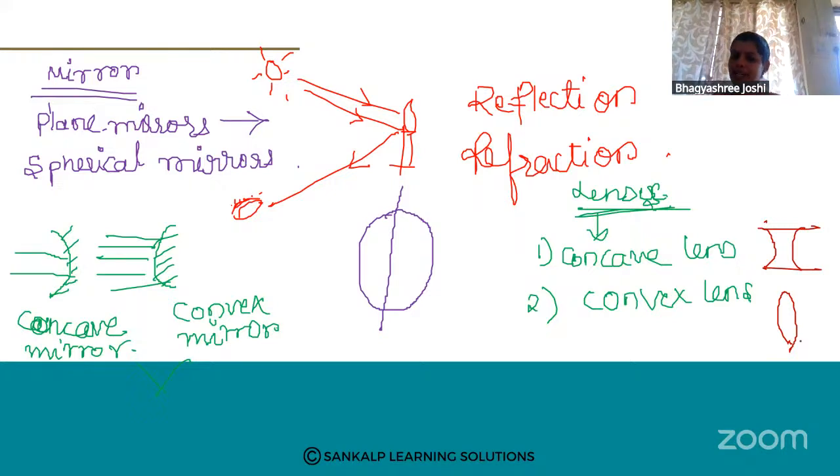Okay, so that is about the concave lens and convex lens. So what is the difference between lenses and mirrors? In the mirror, only one part is meant for the reflection, and in case of lenses, both the parts are meant for refraction and they are transparent. Mirrors are not transparent. Okay, one part is coated.